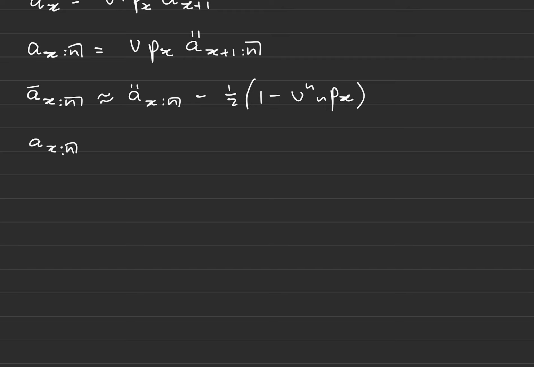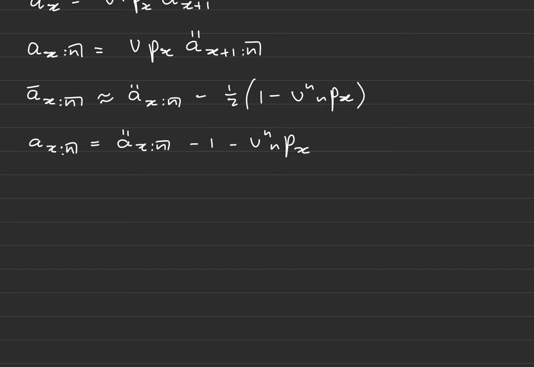ā_x:n is equal to a_x:n minus 1 plus v^n nPx. Now, I could have done minus 1 into negative. It doesn't really make a difference. Okay, so why have I done this?